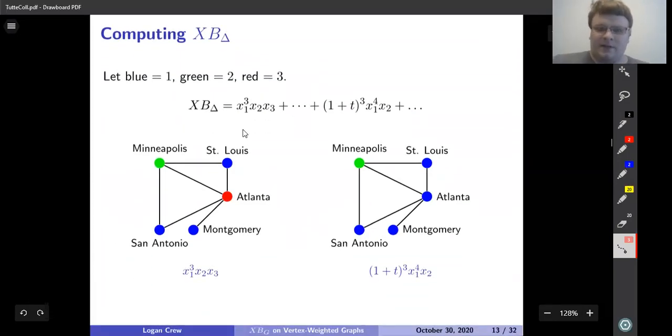So again, to illustrate an example, we still get the proper colorings. We still get this x1 cubed, x2, x3. That's coming out of this graph on the left. That's a proper coloring. But now we have lots of other colorings. Here's one that's a really bad coloring. We have lots of things that are blue, lots of edges that are giving us problems. So there's 4 blue vertices and 1 green. So we get an x1 to the 4th and an x2. But we also count there's 3 edges that connect vertices of the same color. And so we get this bonus 1 plus t cubed term. That's telling us how bad this coloring is.